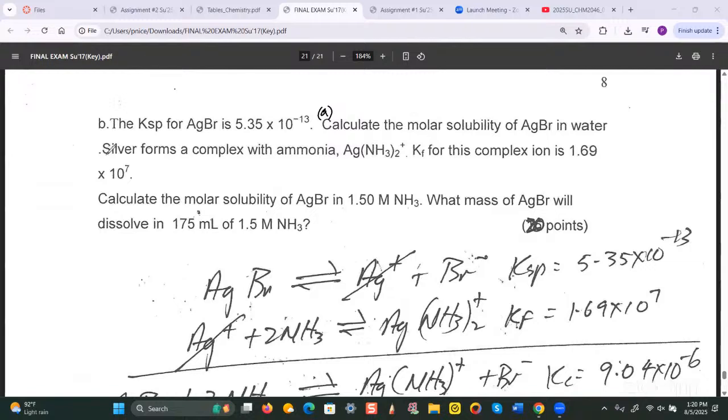And this is the B part. And this is the C part. Okay, so the first part, the A part, is asking for the molar solubility of silver bromide in water. And apparently I did not answer that down here. So let's check something here.